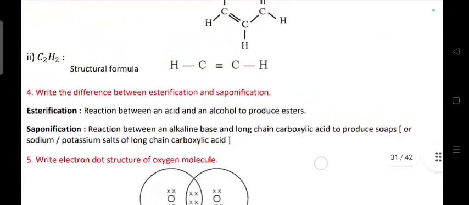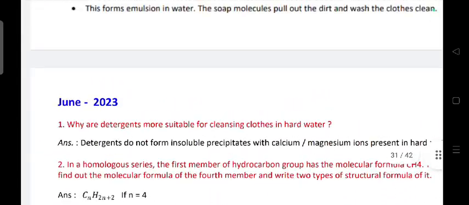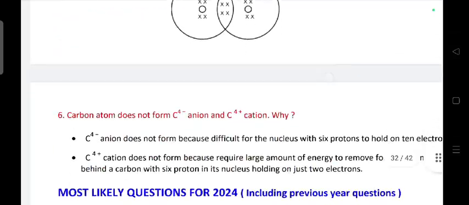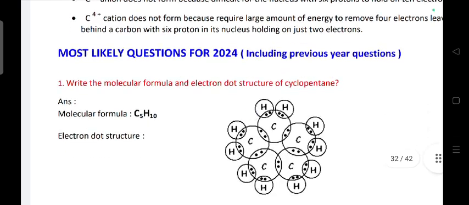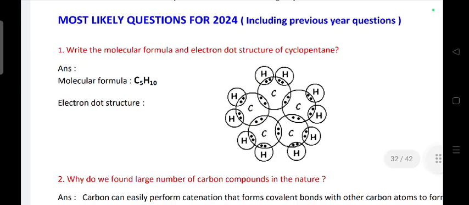These are all the questions asked in June 2023. Very important chapter. Next, carbon atom does not form C4 minus anions and C4 plus cations. Why? This is already asked in 2019. Again they are asking. Now come to the very important part of this video, the most likely questions for 2024, including previous years' questions also.